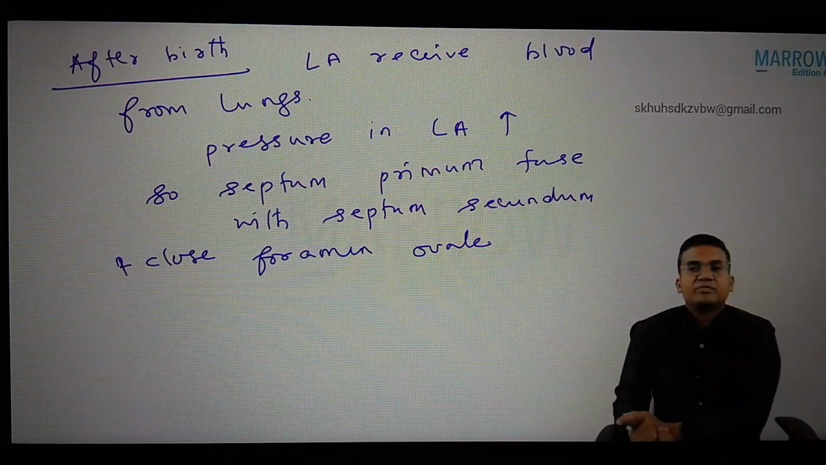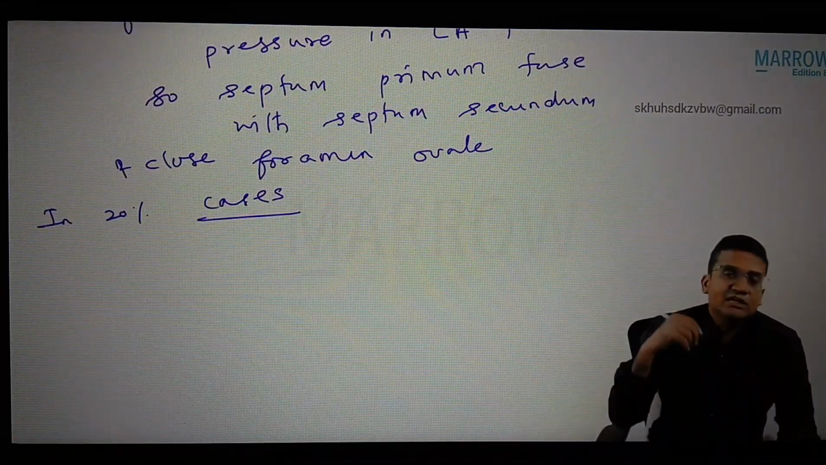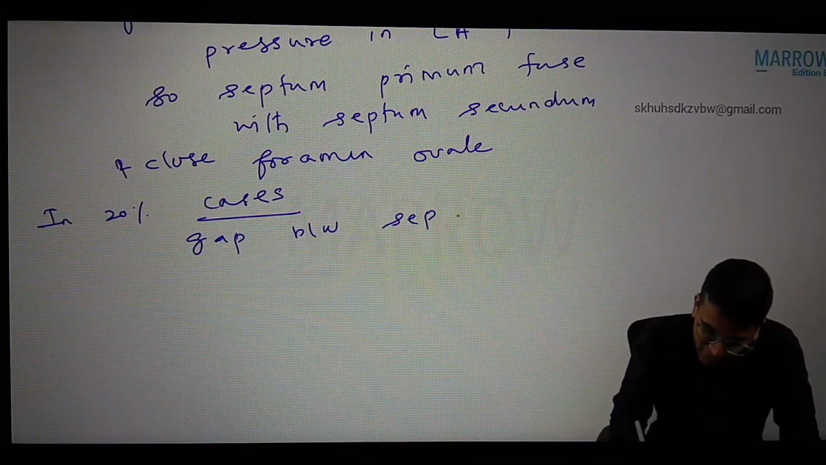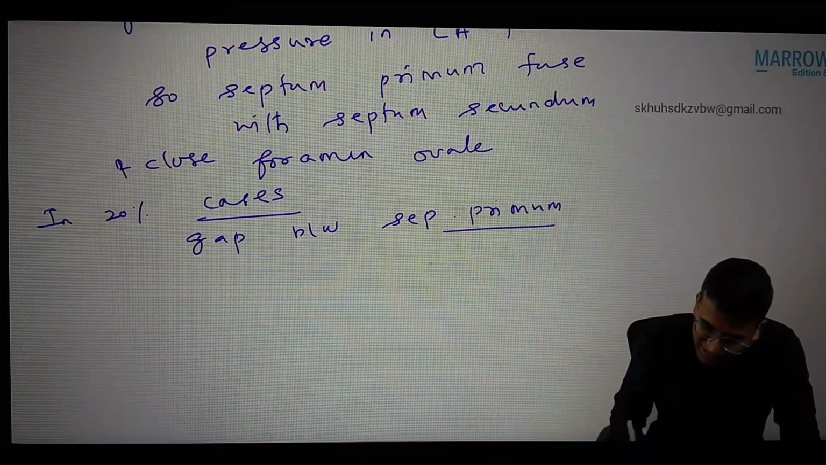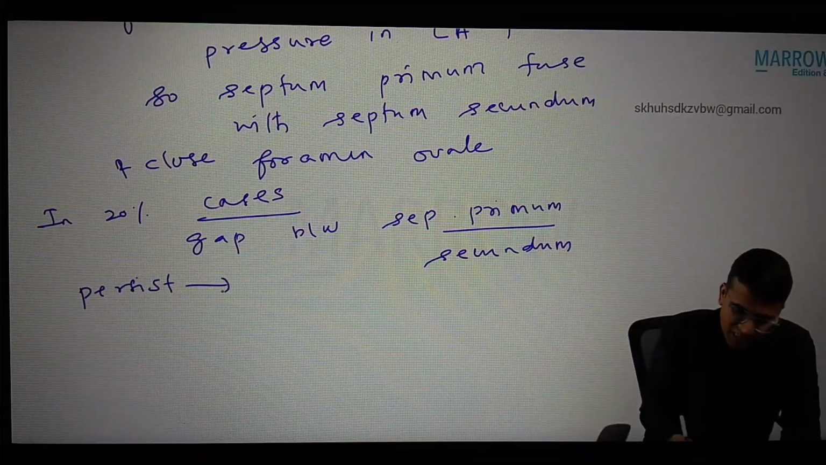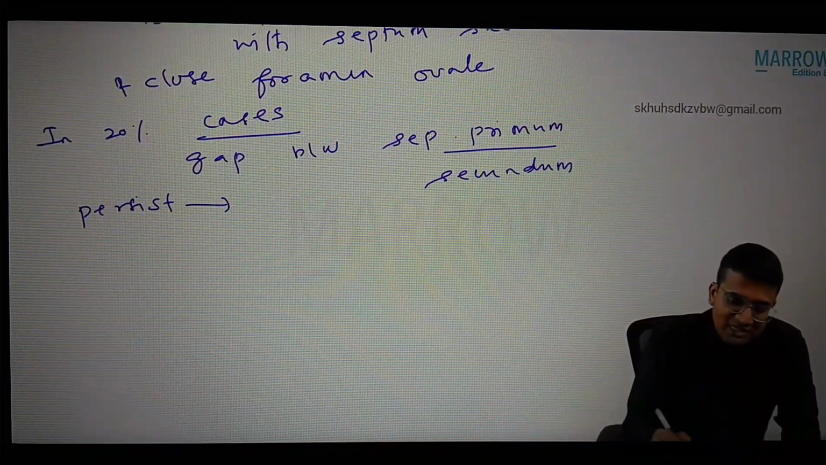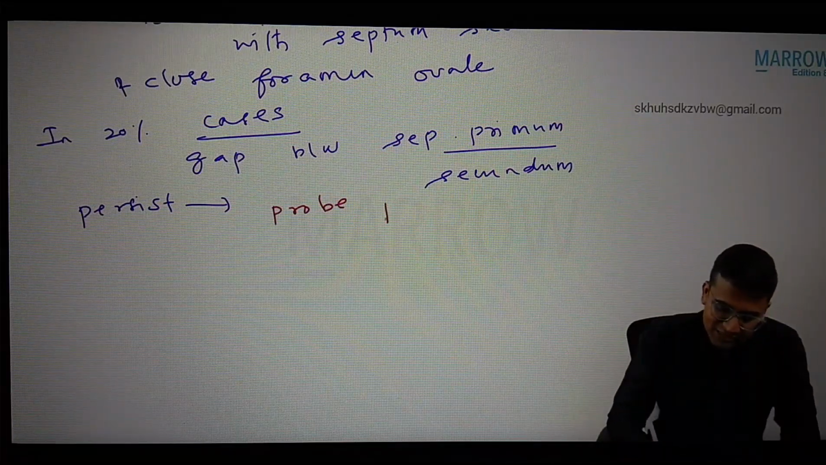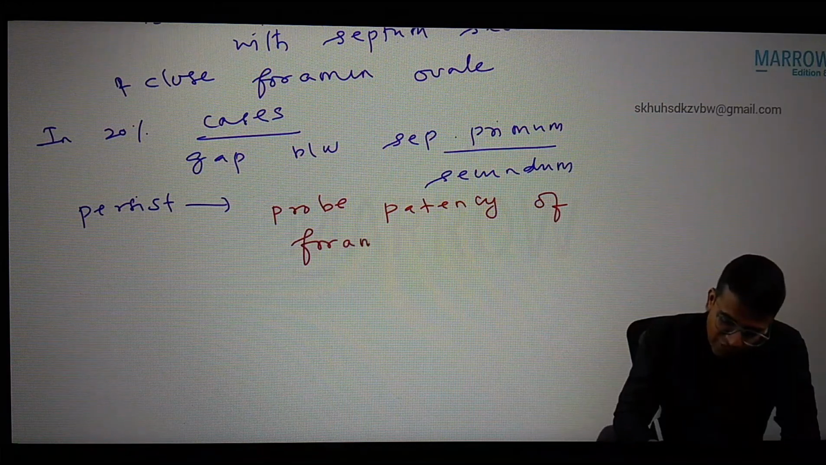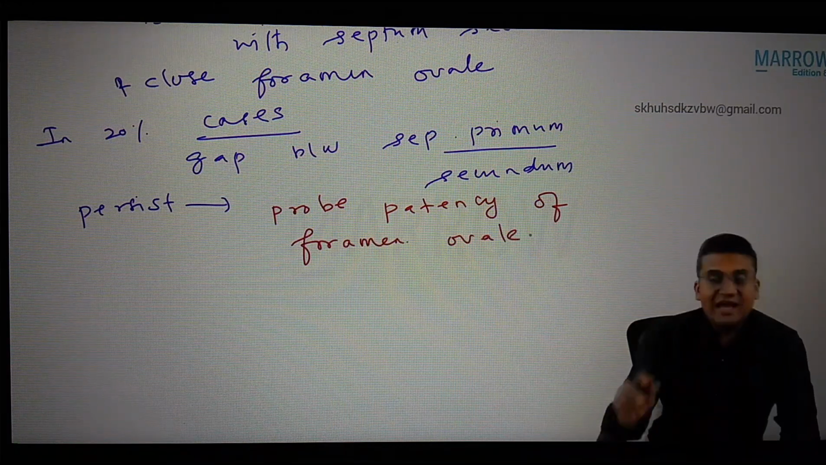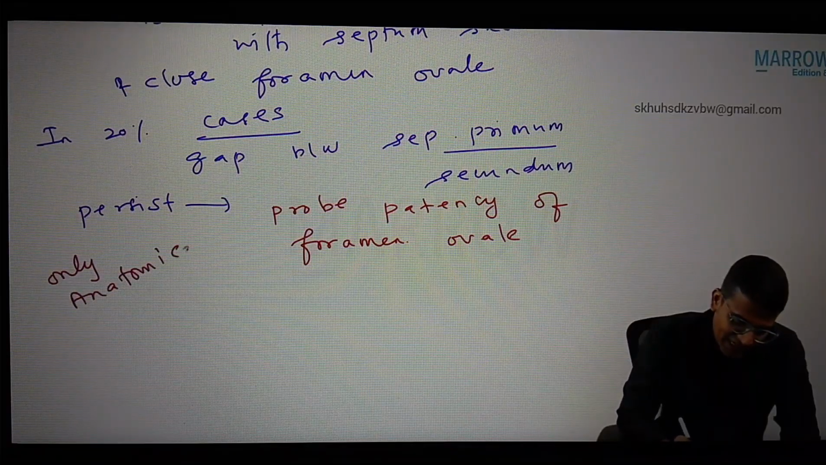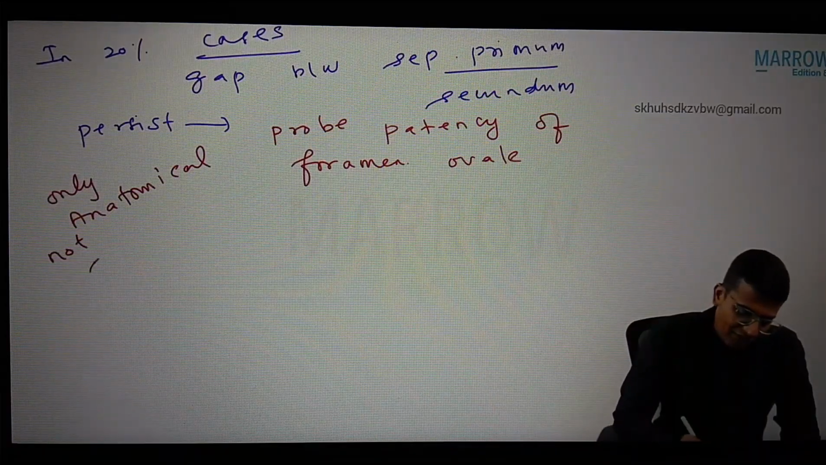In 20% of cases, the gap between the septum primum and septum secundum persists. This is called probe patency of foramen ovale. And this is only anatomical, not functional.